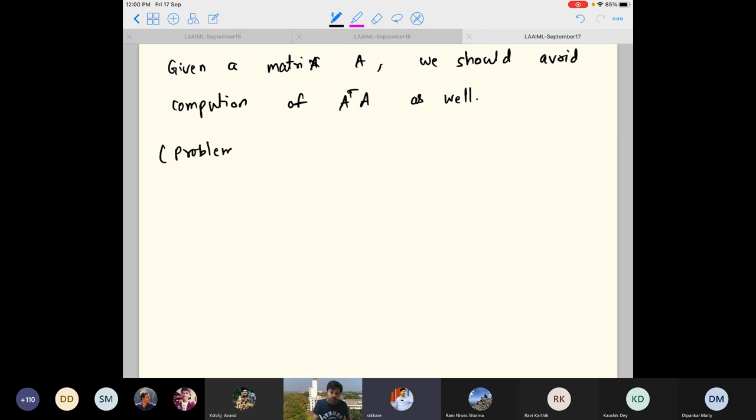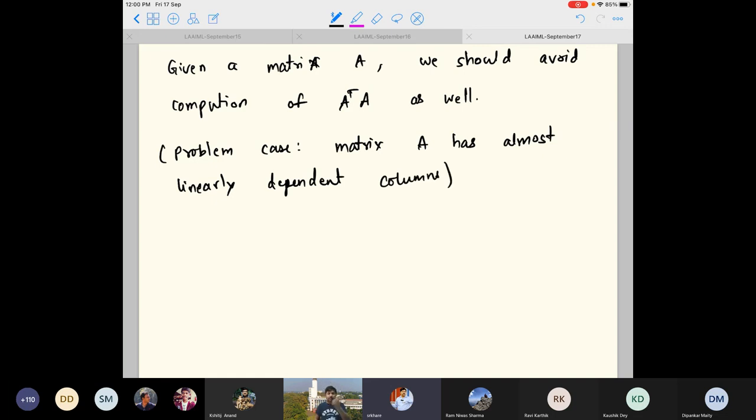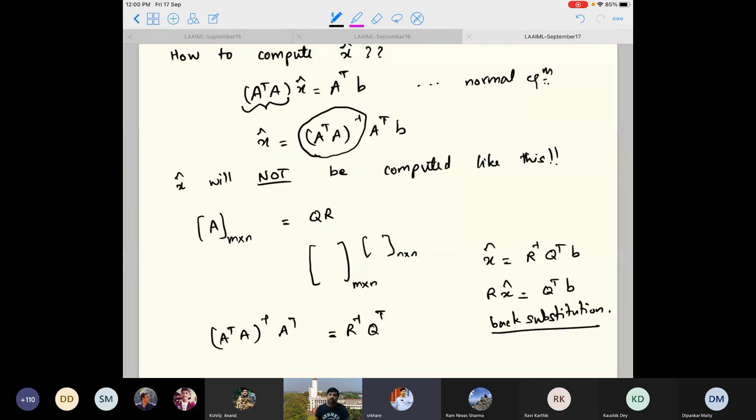Problem case, where is the problem? The problem case is when matrix A has almost linearly dependent columns. If that really happens, then A transpose A, in the precision with which you are working, actually becomes a singular matrix. So theoretically A transpose A is invertible, but practically, because of the finite precision that you are working with, it becomes non-invertible, right? Singular, and you cannot really solve the system of equations in that particular case.